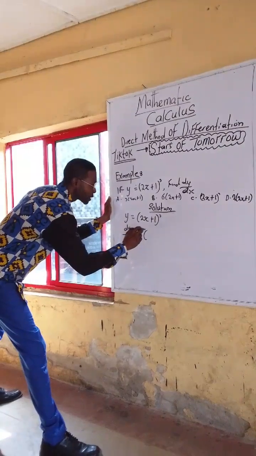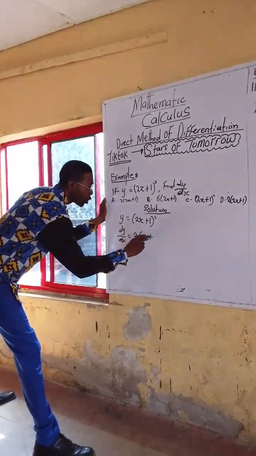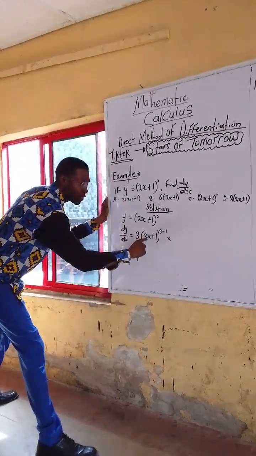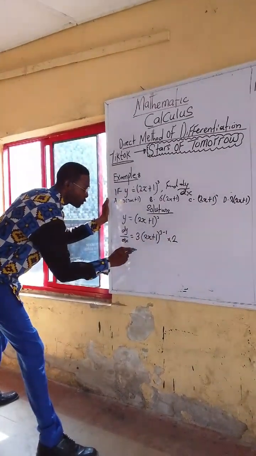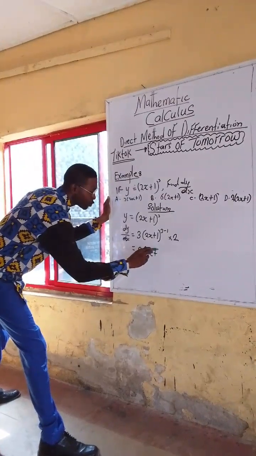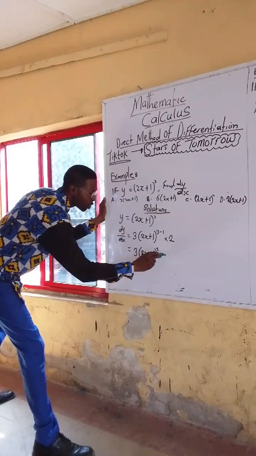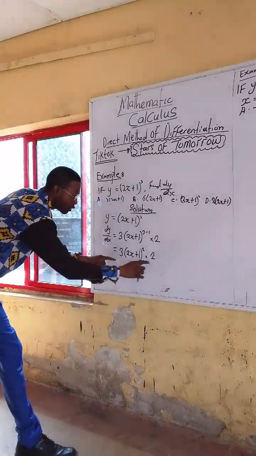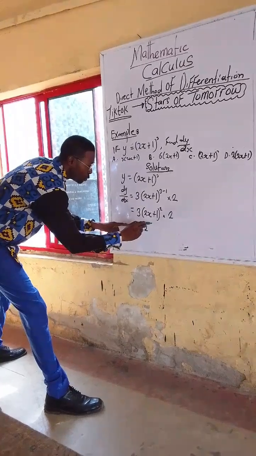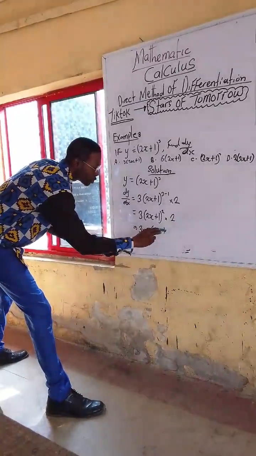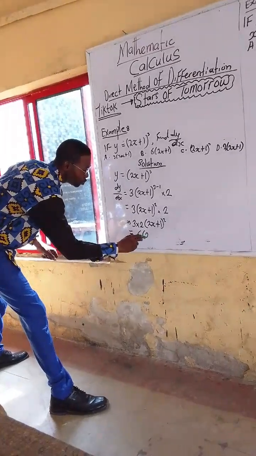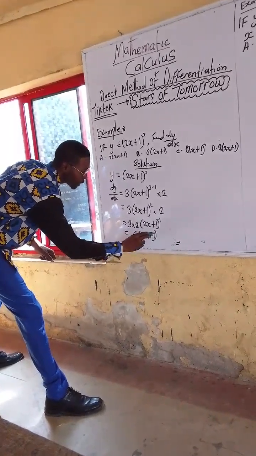3 times (2x plus 1) to the power 3 minus 1, times, we have to differentiate this, to 2. Then we have 3 times (2x plus 1) squared, with your differentiation of 2. Let me bring this 2 to this place so that it will not confuse you, because there are some people. 3 times 2, (2x plus 1) squared. Then we have 6 (2x plus 1) squared.